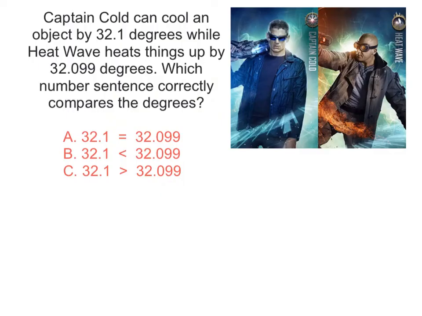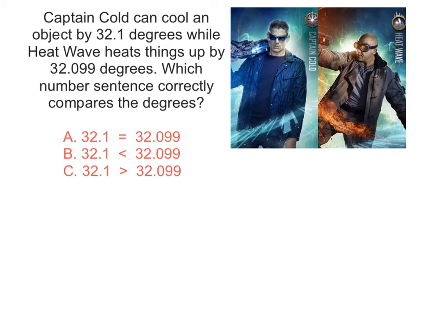Alright, so the first one says Captain Cold, here's one of my favorite characters, can cool an object by 32 and 1/10 degrees, while Heat Wave, who's also pretty cool, heats things up by 32 and 99 thousandths degrees. Which number sentence correctly compares the degrees? So we've got 32.1 is equal to 32.099, 32.1 is less than 32.099, or 32.1 is greater than 32.099.